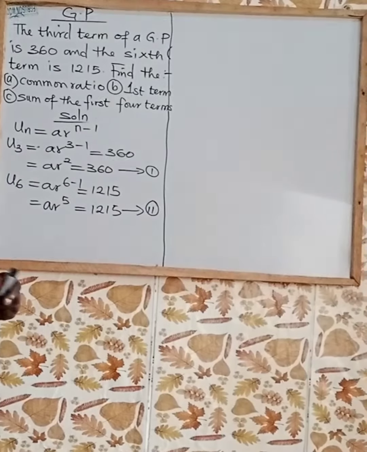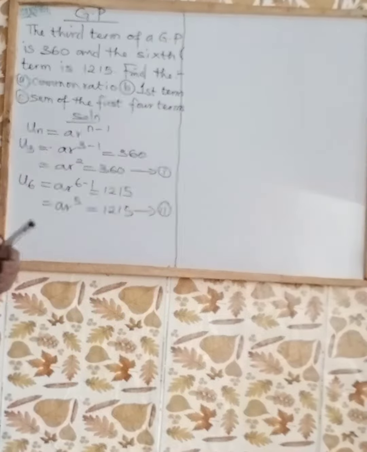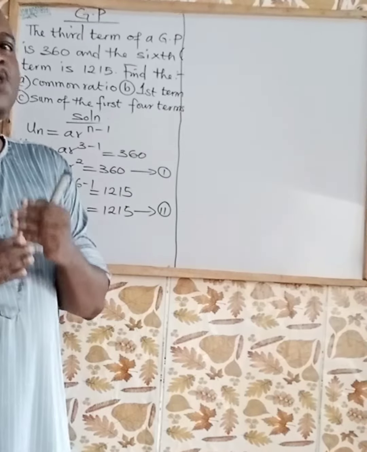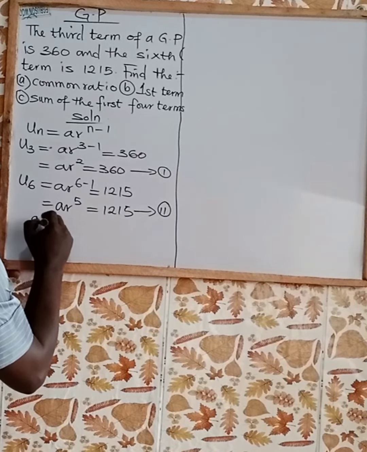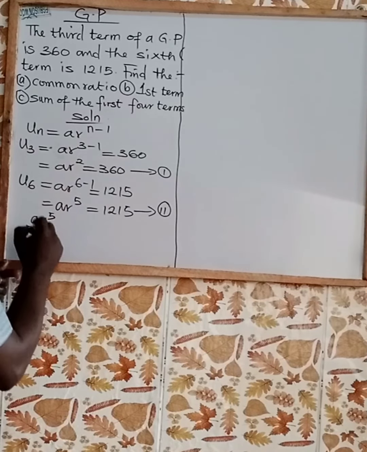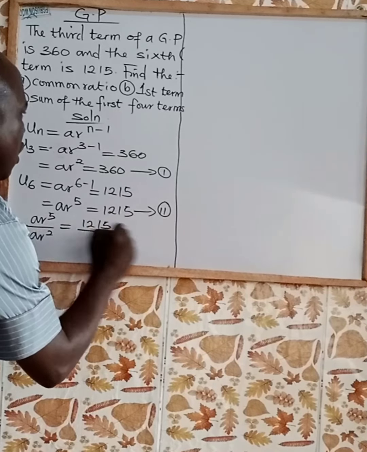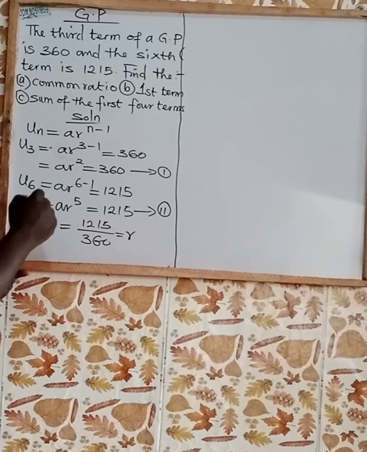If you consider the two equations, equation 1 and equation 2, you will notice that equation 2 is somehow bigger than equation 1. That means I can divide equation 2 by equation 1. Going with that, on the left hand side we have ar^5 all over ar^2, which is now equal to 1215 all over 360. As on the right hand side, on the left hand side we divide the left hand side, and on the right hand side we divide the right hand side. If you look at this, the a cancels, and we can apply the law of indices to the r.